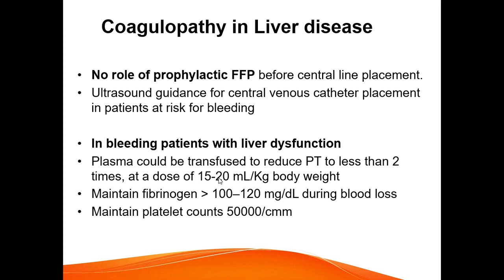If a patient is fluid overloaded, you can also use factors. Maintain fibrinogen more than 100. Some say 60, but 100 is a safe limit, and platelet count more than 50,000 if a patient is bleeding in a patient with liver dysfunction.